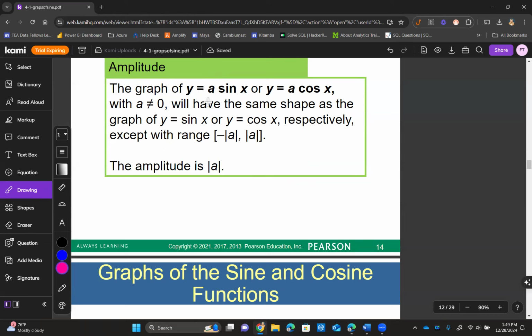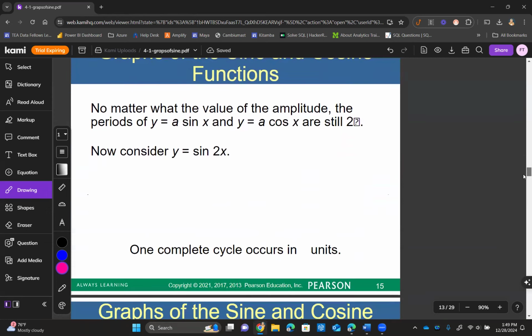But there's an easier way to find the amplitude. If you just take the absolute value of the beginning number here, you can find the amplitude. No matter what the value of the amplitude is, the period of y equals a sine of x and y equals cosine of x is still 2 pi. Their period will still be 2 pi.